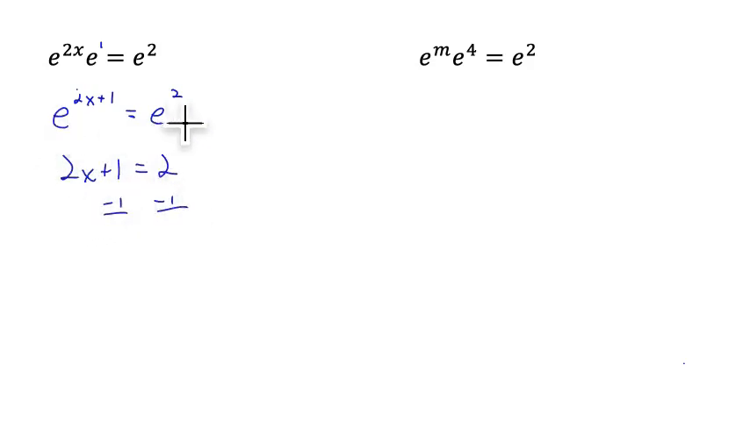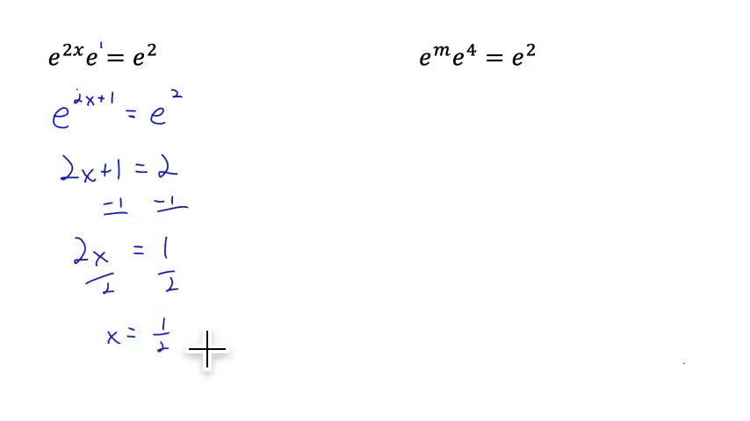Well, here we have e to the 2x power times e, or times e to the first power. When we multiply two exponential expressions with the same base, we add the exponents. So that actually equals e to the 2x plus 1. And now we have two exponential expressions with the same base equal to each other, so the exponents must be equal. So we can solve for x without really needing to mess around with the number e. So x equals 1/2.